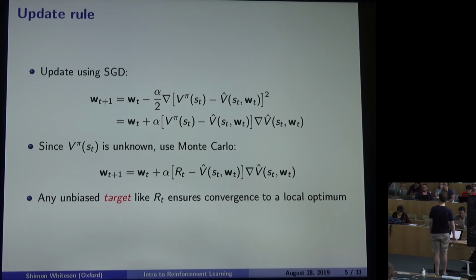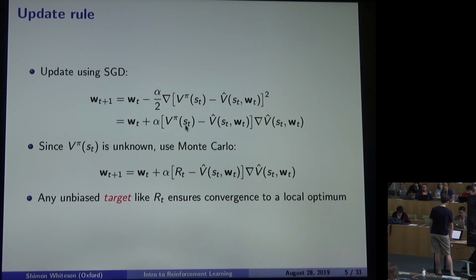Okay, but now here comes the difficulty. I'm not able to perform this update because this update has a term in it here, the true value function, which I don't know. That's actually the thing that I'm trying to estimate. So the simplest thing that I could do here is, again, use Monte Carlo methods. So I just replace this value function, which I don't know, with a sample return.